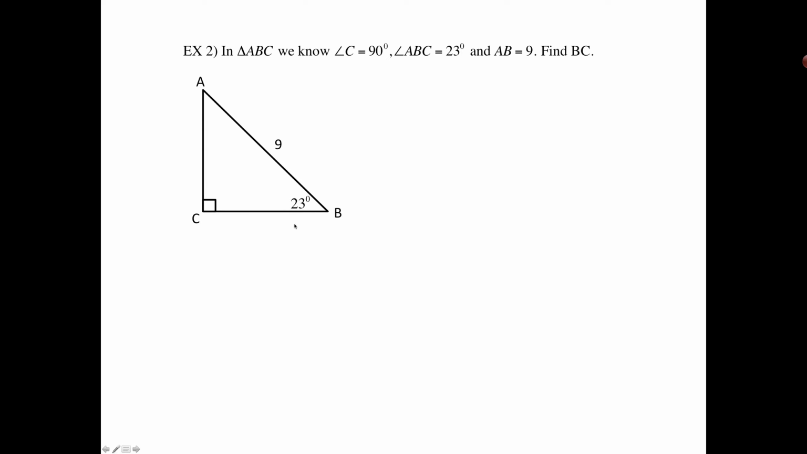Find BC, this side. Another thing you can do with these videos is put it on pause. Get it? It sounded like it was on pause. You put it on pause, and then you could solve the problem yourself, then unpause it, and magically you see, hey, I got it right. I used cosine as well. And I got the answer 8.285.